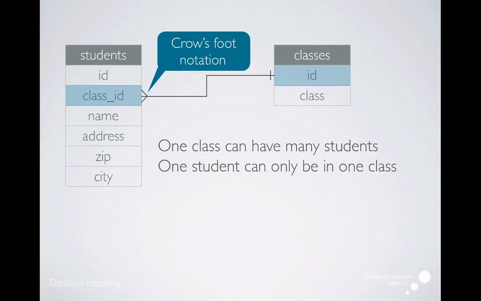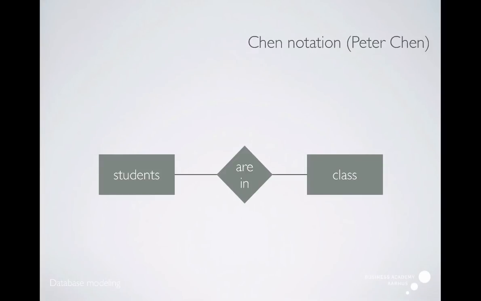If we need another symbol instead of writing many and one in letters, we use a notation called crossfoot. Crossfoot is symbolized with this triangle on the left side. That means the many side would be this crossfoot, and the one side will be just a line symbolizing 1. We have a few other notations. I will show you one in a moment that we can use instead. This is called Chen notation, named after a guy called Peter Chen.